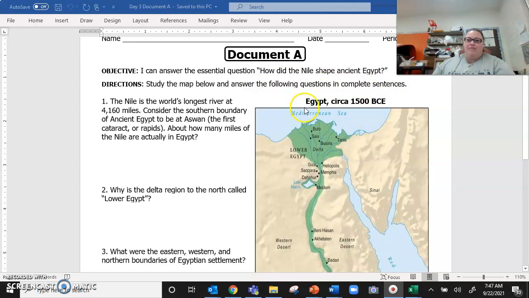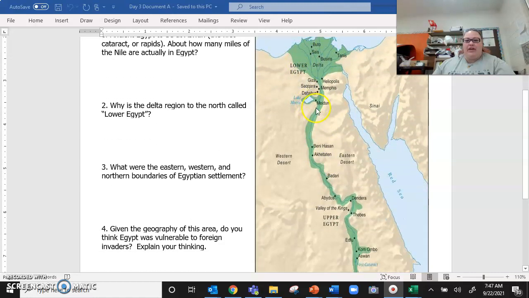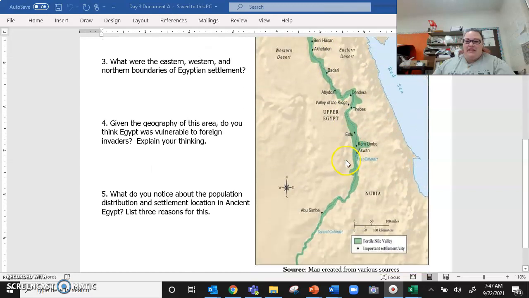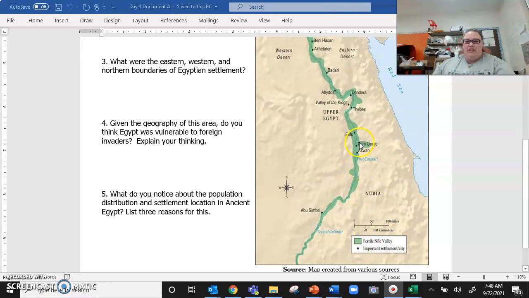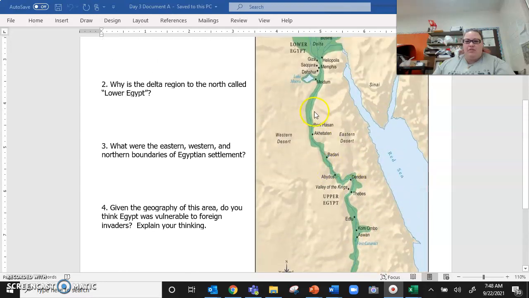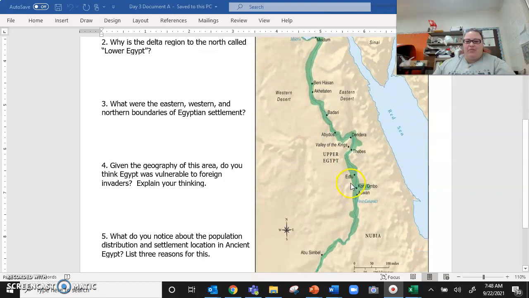Let's take a look at the map. This, we can tell, is a map of Egypt circa 1500 BCE. So circa means around. This map shows what Egypt looked like around 1500 BCE. We can see from the legend that the green area is the fertile Nile Valley, and you'll notice that follows what? Exactly, that follows the Nile. Good job. Follows the Nile River.